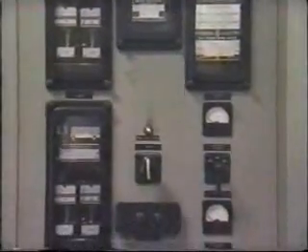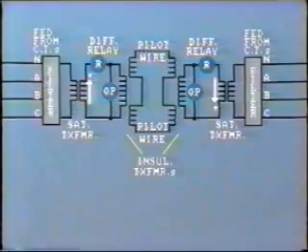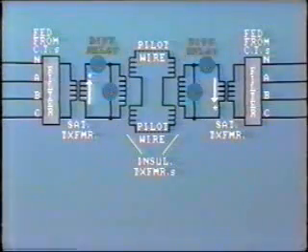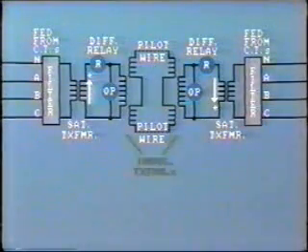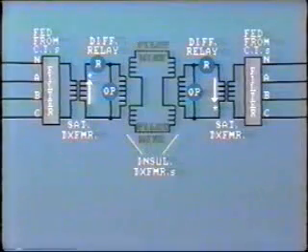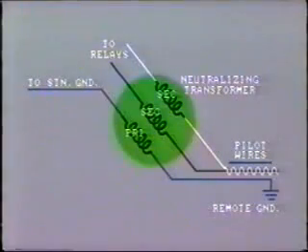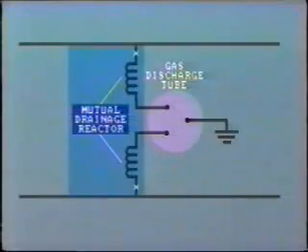A considerable amount of equipment is required at each end of the pilot wire. We need the sequence filters, the saturating transformer, the actual tripping relays, the insulating transformer, and then protection for the pilot wire itself. That is, the neutralizing transformer and the mutual drainage reactors.